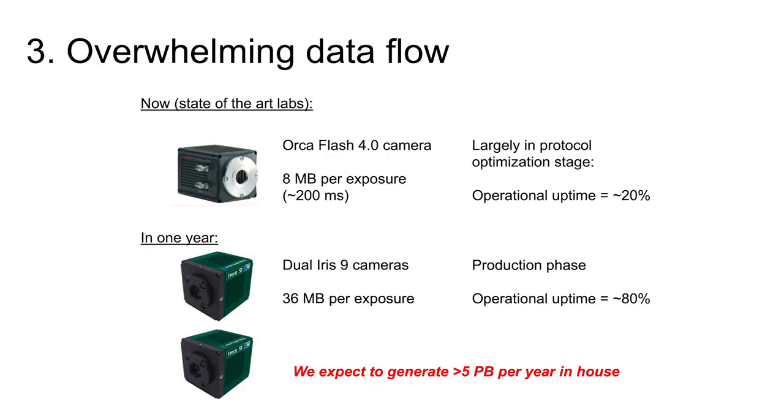There's also an overwhelming amount of data that can be generated by these technologies. This is specifically for the fluorescence-based methods, but right now, the state-of-the-art labs are still using the Orca-Flash 4.0 camera. This is going to get really nerdy, but these cameras generate 8 megabytes of data per exposure, which is about 200 milliseconds. And they're not up all the time because most of the labs are in a method development stage. But better cameras are available. They generate fold more data. They can go faster than what we're doing right now.